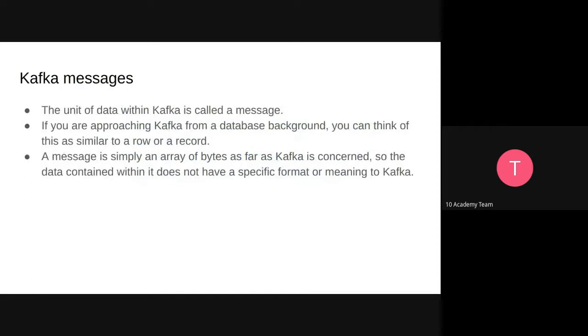Okay, so what are Kafka messages? The unit of data in Kafka is called a message, and it's the smallest entity that we can get on Kafka. Everything is sent as a message, whether it might be in different formats or not. If you're approaching Kafka from a database background, I think we can refer to messages as records or rows in a database table. So each record or each row might be sent as a message into the Kafka topics. They are the smallest units that we can refer to on Kafka.